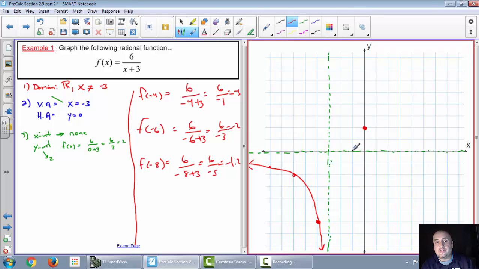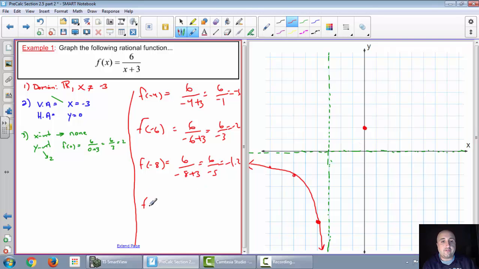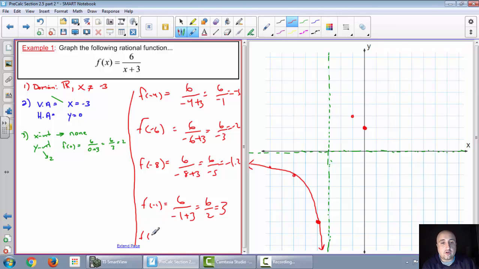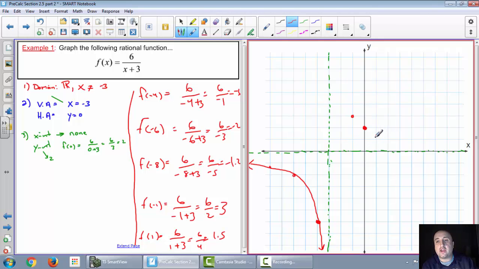Let's do -1. So f of -1. So 6 over -1 plus 3, that's 6 over 2, which is equal to 3. So -1 is equal to 3. 1, 2, 3. Let's see what else we should try. Let's try 1. What do we get when we plug in 1? F of 1. That's 6 over 1 plus 3. That's 6 over 4, which is 1.5. So when we plug in 1, we get 1.5.